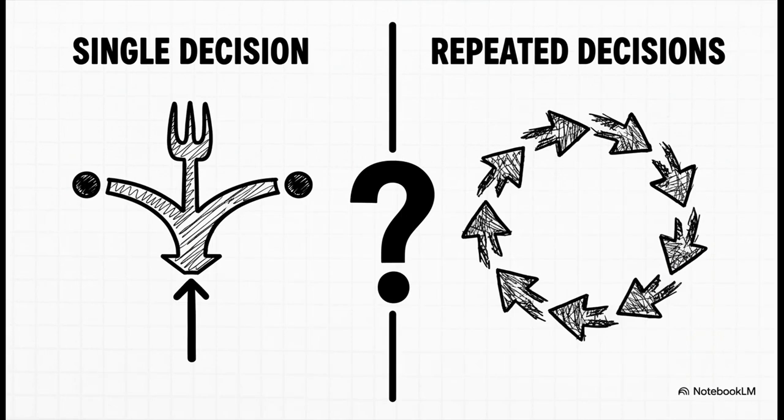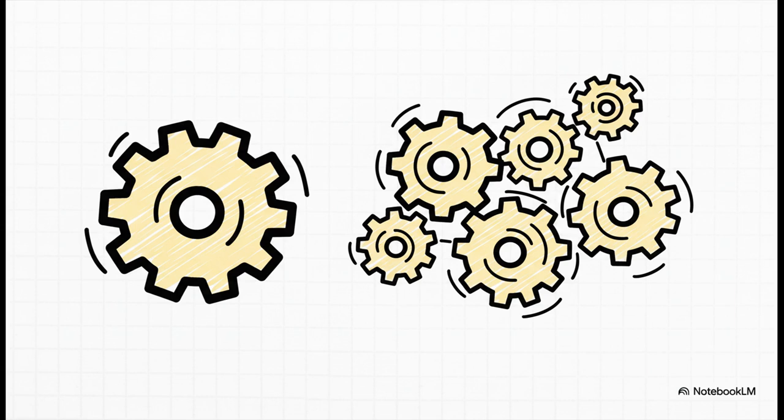So, last time we were here, we talked all about how JavaScript handles equality, which is basically about making a single decision at a single point in time. But what happens when you need to make that same kind of decision over and over and over again? Well, that's where loops come into the picture. They're the engine that drives automation in your code.